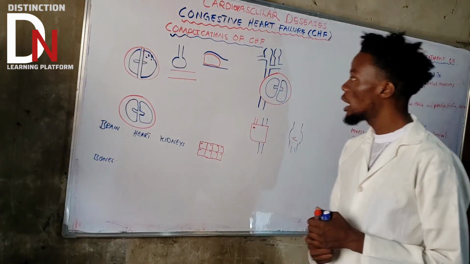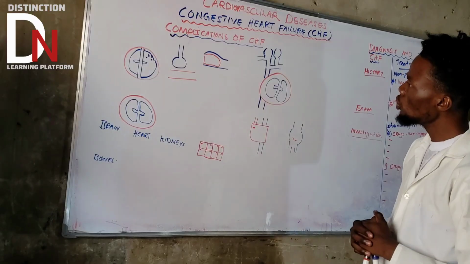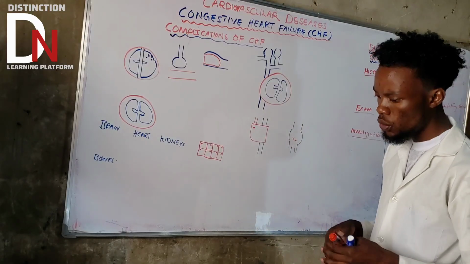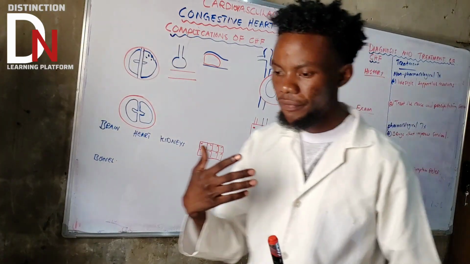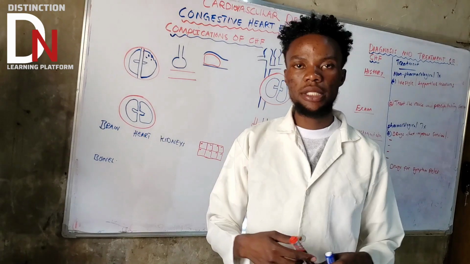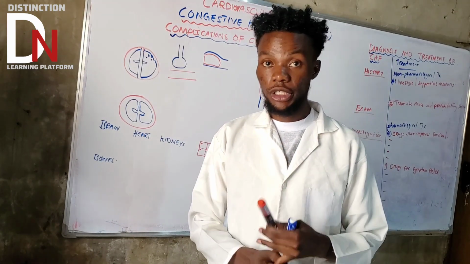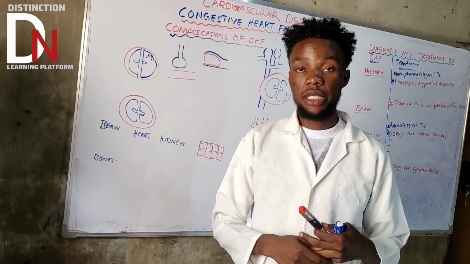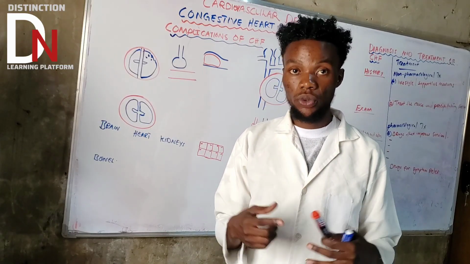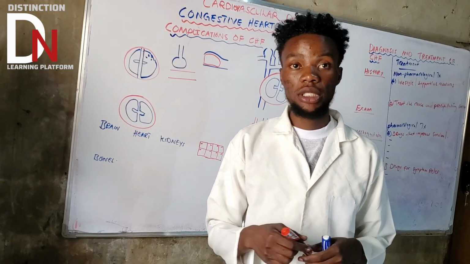Okay, now let's begin. So what are the complications of that? We'll start with the complications. We can further categorize them into two: the complications that can arise because of congestion, and the complications that can arise because of shock, or decrease in perfusion.